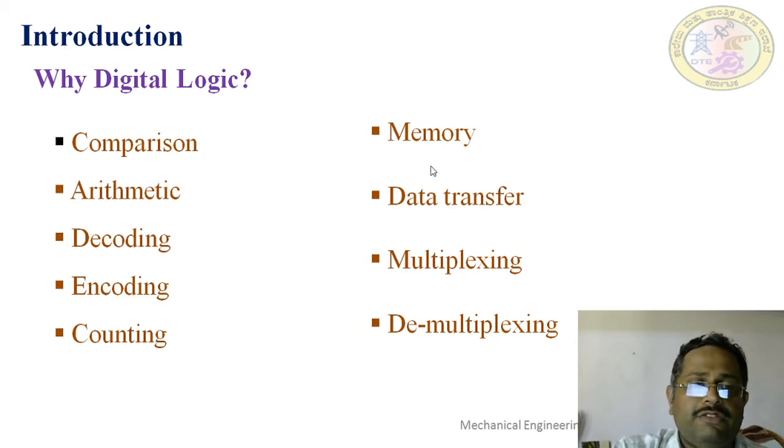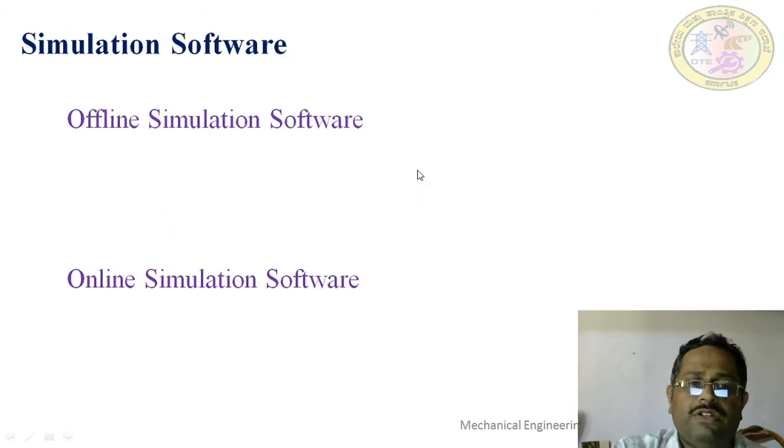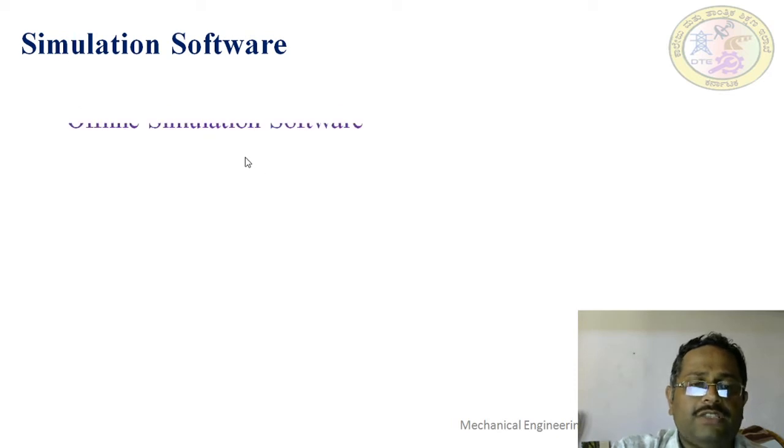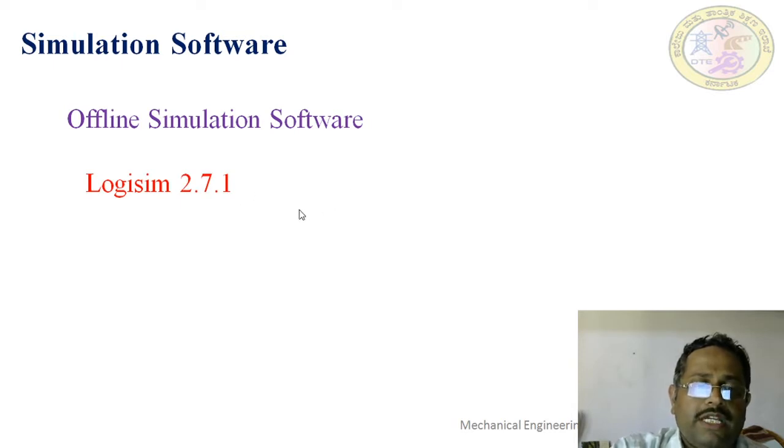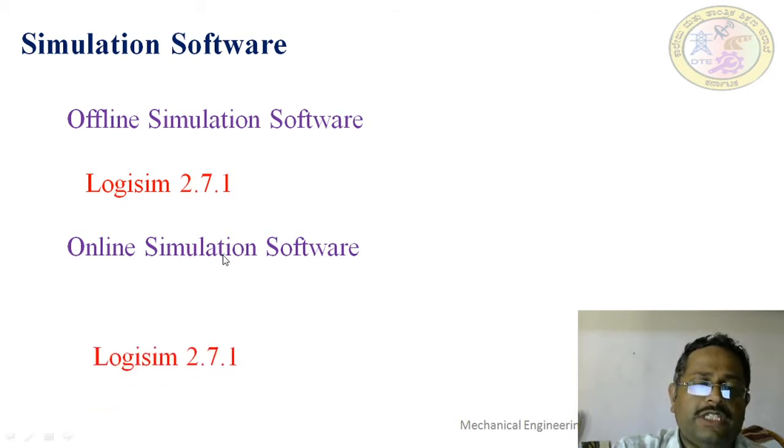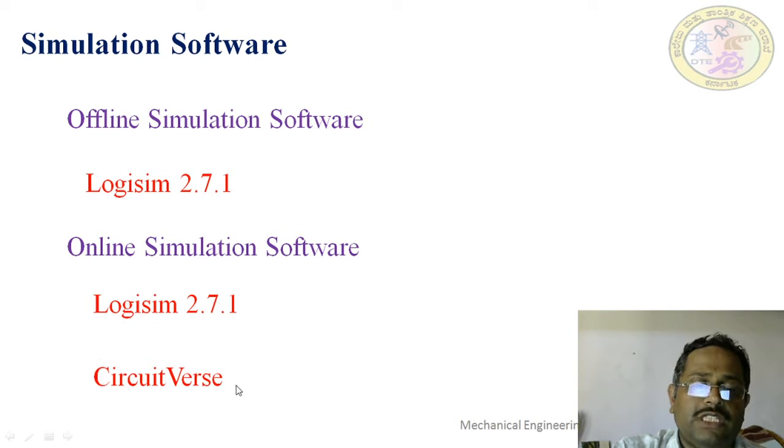Next, we will see what simulation softwares are available and how to use them. Many simulation softwares are available as free sources, both offline as well as online. Here, for demonstration purposes and to perform the experiment, we are taking one of each. First we'll see the offline simulation software we are using here: Logisim 2.7.1. Next, the online simulation software is also Logisim 2.7.1. Along with this, one more online simulation software we are using is CircuitVerse.